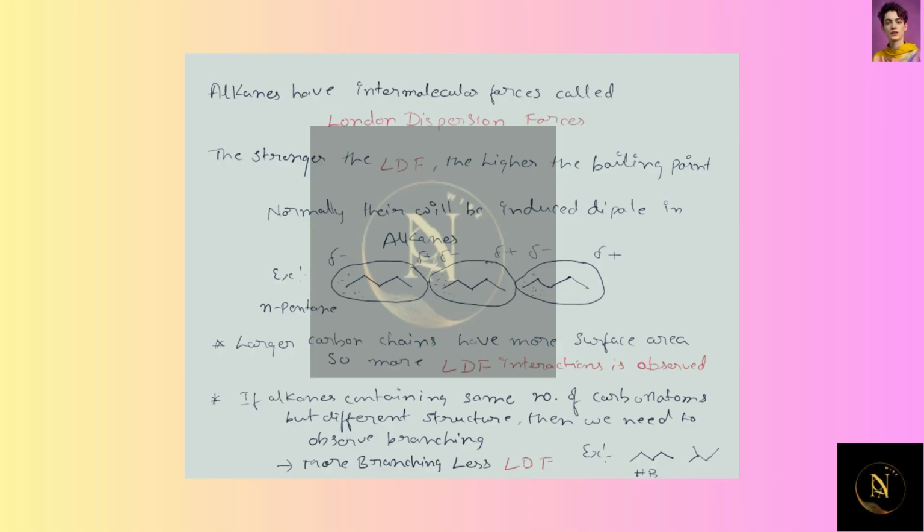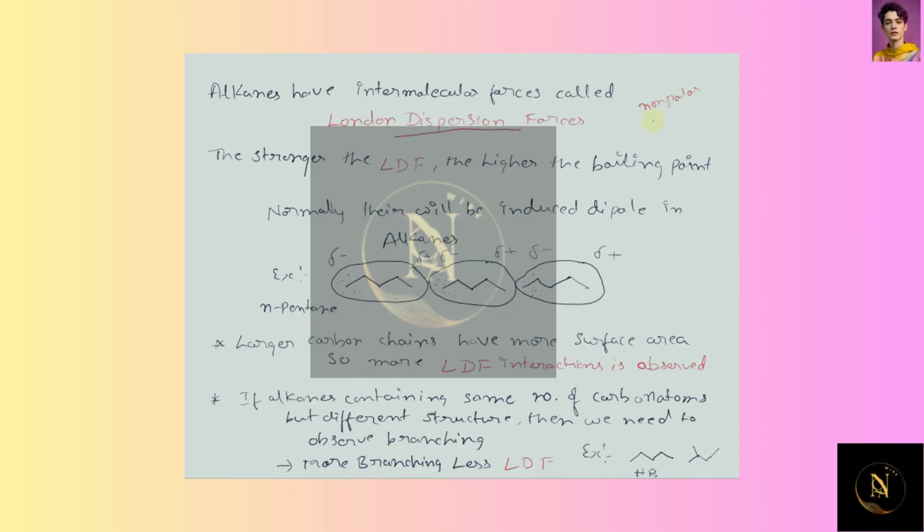Alkanes have intermolecular forces called London dispersion forces. So what is an intermolecular force? This is a weak interaction force between the molecules present in the given solution. Okay, so normally alkanes are saturated and they are non-polar in nature.